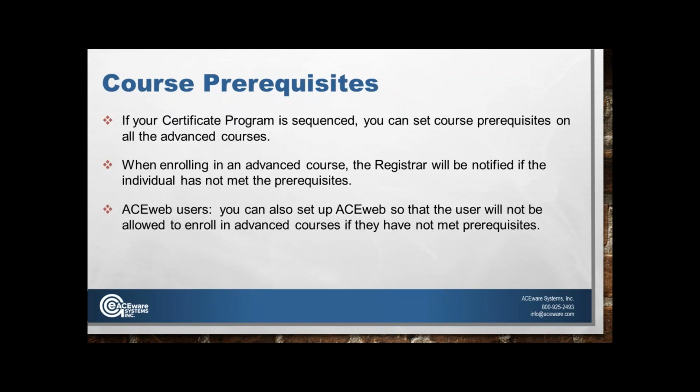Okay, moving into course prerequisites. Make sure I didn't miss anything. If you have sequence courses where you really have to take number 1, then number 3, then number 6, and then number 10 in that order, you can set prerequisites on courses.